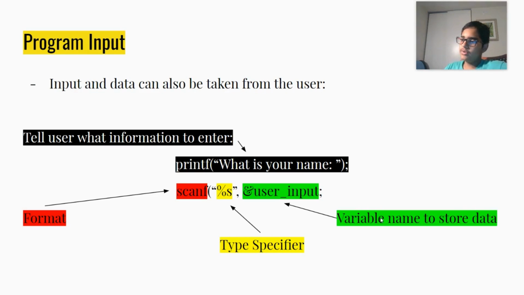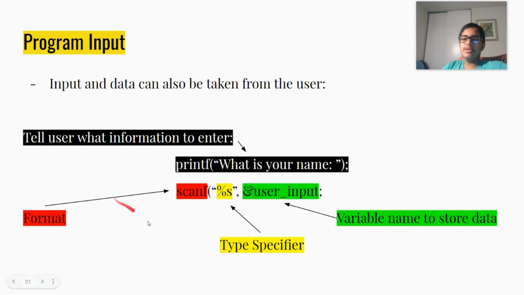So when coding, we also want to be able to take the user input. This can be done by using the printf and the scanf function demonstrated. Over here, we do the printf and then we tell the user what to enter. So for example, if you're asking the user for his name, then you would say printf and then what is your name? Or it could be anything. This is just what you prompt the user.